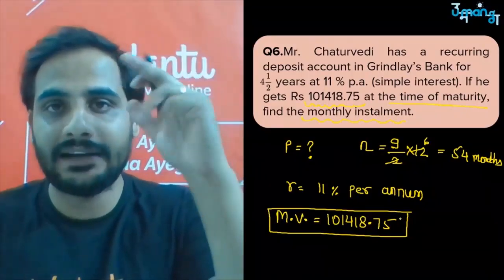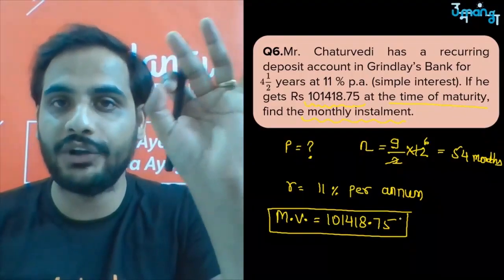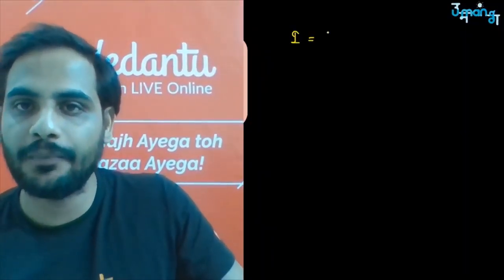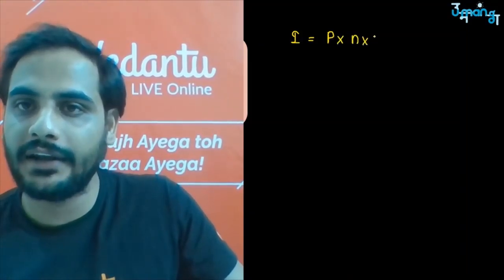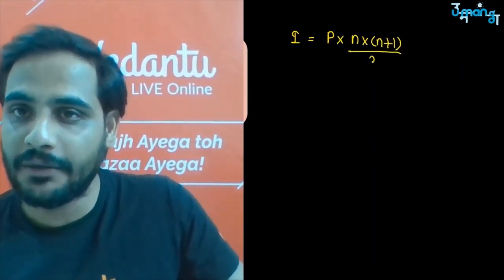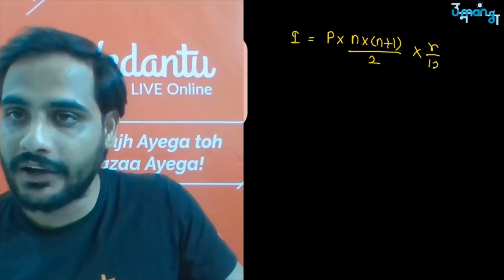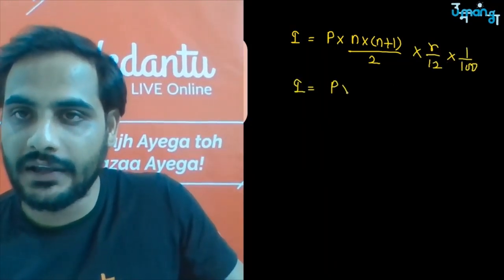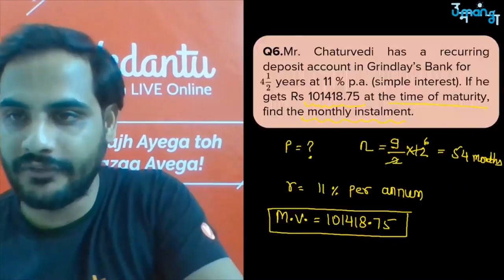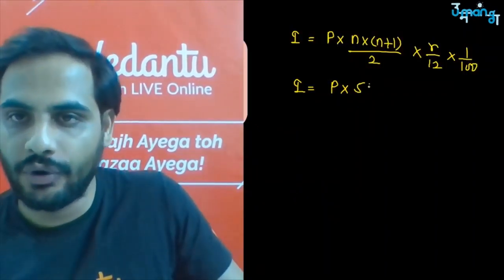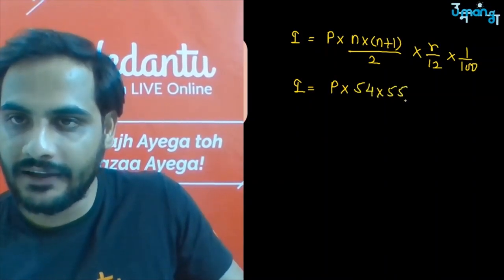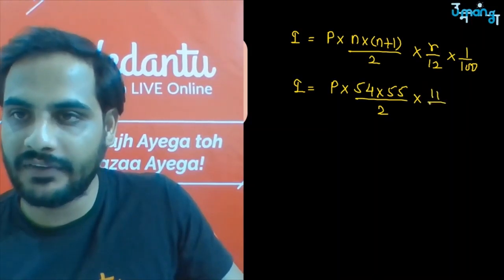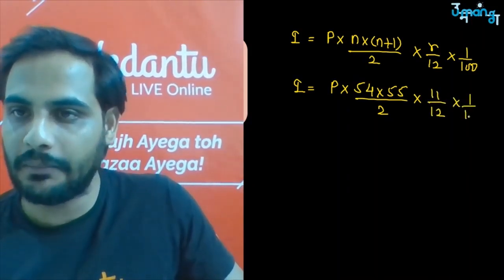So for that, first we have to find out the value of the interest. So I will say, interest is equal to P into (n plus 1) divided by 2 into r by 12 into 1 by 100. So I will be equal to P into n, which was your 54. So 54 into 55 divided by 2 into R, which is given as 11% by 12 into 1 by 100.